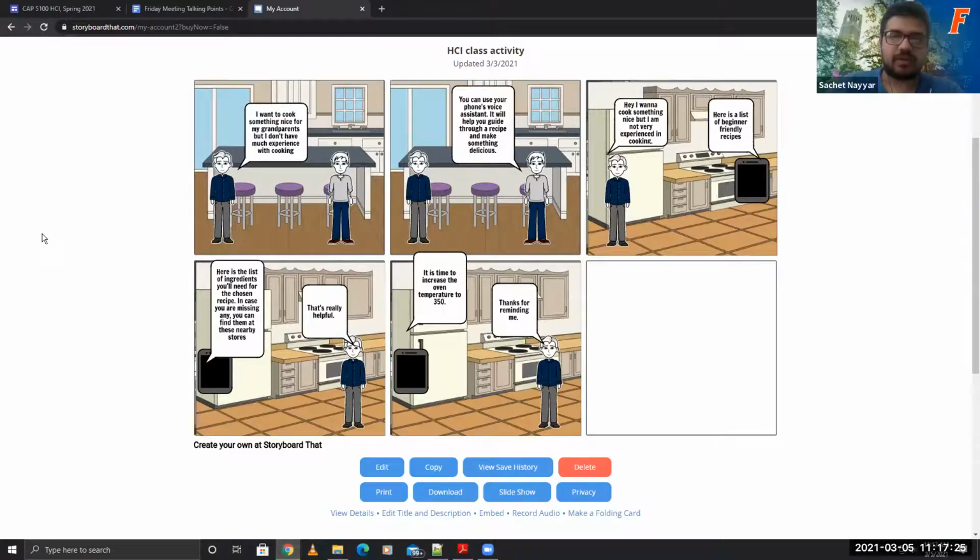Hi, good morning. I'll be presenting for room 10. So the topic we went with was the scenario of someone wanting to cook a recipe using a voice assistant. So here we present our scenario where Tom is asking his friend Jerry that he wants to cook something nice for his grandparents, but he doesn't have much experience with cooking. Jerry makes a suggestion that he can use the phone's voice assistant to help guide him through the cooking process, and he can come up with something delicious.